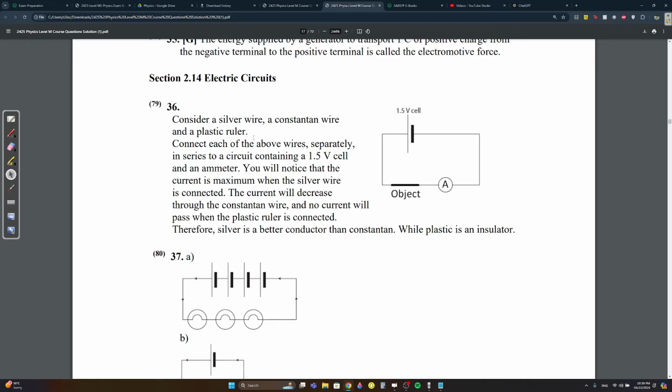Connect each of the above wires separately in series to a circuit containing a 1.5 volt cell and an ammeter. You will notice that the current is maximum when the silver wire is connected. Current will decrease through the constantan wire and no current will pass when the plastic ruler is connected. Therefore, silver is a better conductor than constantan, while plastic is an insulator.